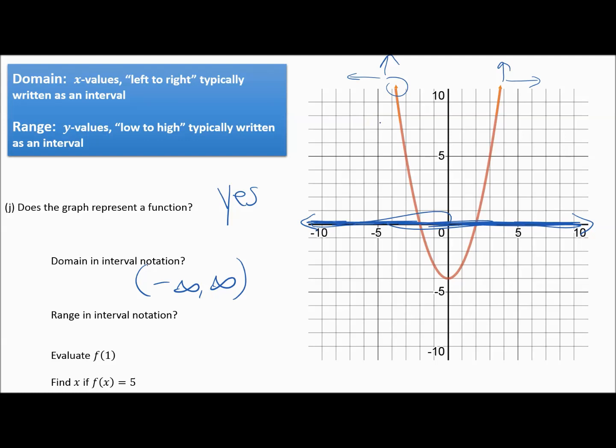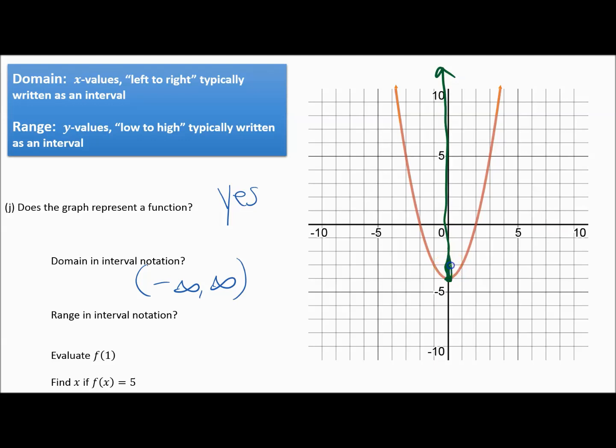Now range is low to high. So I'm going to erase all my domain scribbles in blue. I'm going to make some new scribbles in green to represent range. Okay. Now the lowest value on the graph is very clear. It's right here. How high does it go? Remember, we talked about those arrows at the end. They go up forever. So range might be easier to see.